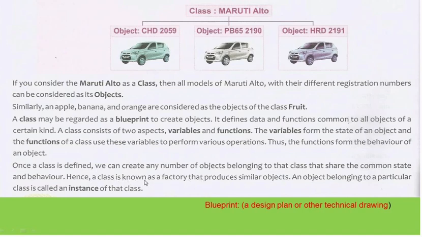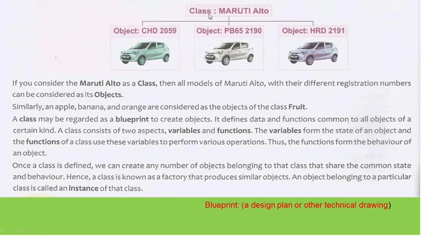Now this is a very important statement. We have an entire chapter based on this particular line. A class is known as an object factory, or a class is known as a factory that produces similar objects. Okay, in class 9th. An object belonging to a particular class is called an instance of that class.